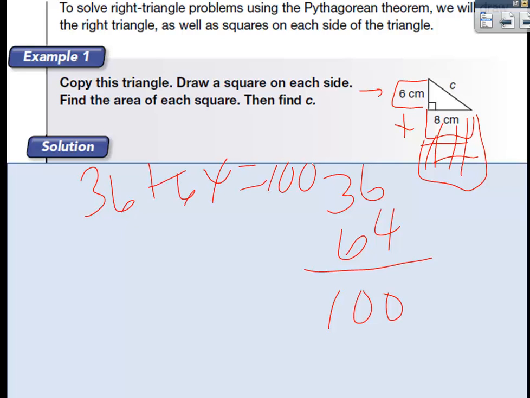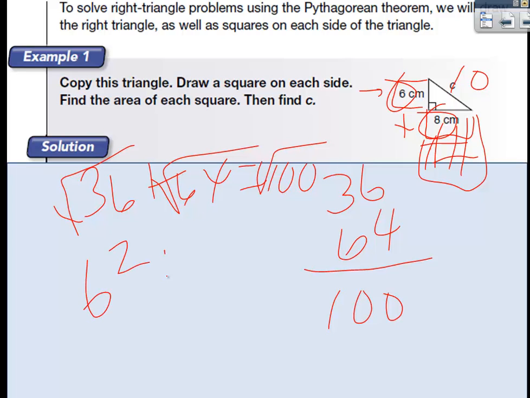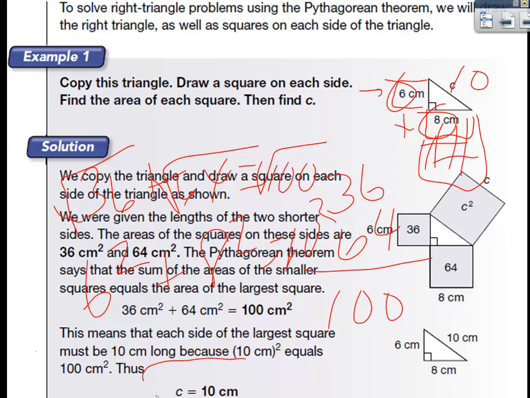But remember, that was squared. So what's the square root of 100? The square root of 36 is 6. The square root of 64 is 8. So the square root of 100 is 10. So you know that this is 10. In other words, 6 squared plus 8 squared equals 10 squared. That's how we get our answer. So we know our answer is 10. Get the idea? Let's take a look. All right, so it is 10 right there.